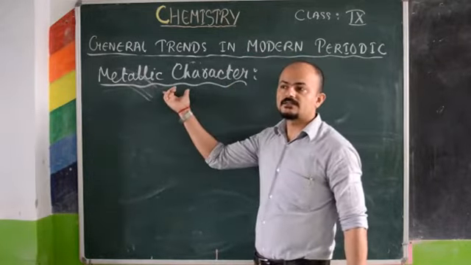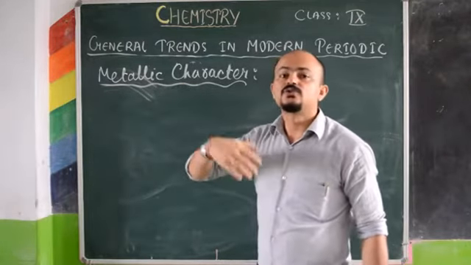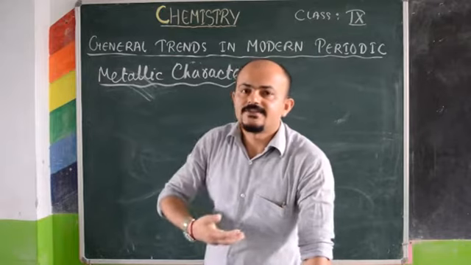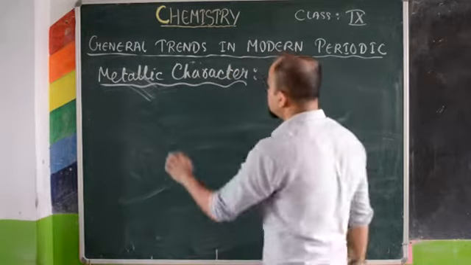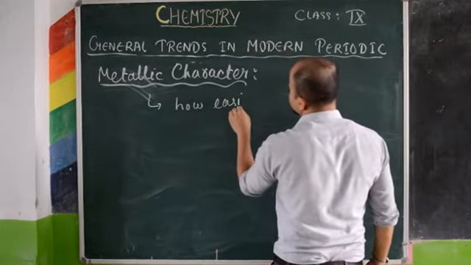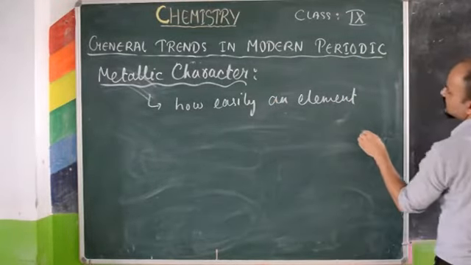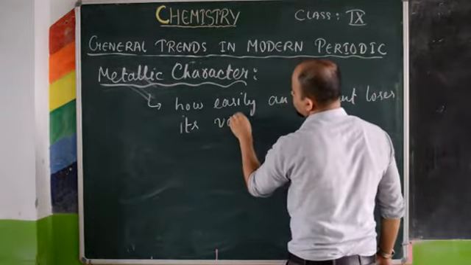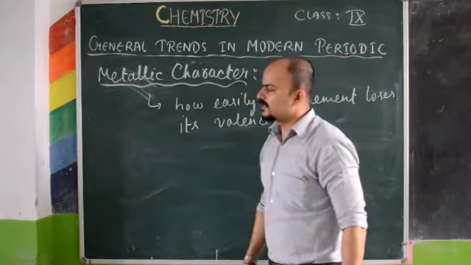So, metallic character, what does it mean? Metallic character means the ability of an element to lose its electron. If it can lose easily, then it will be more metallic, and if it is finding it very difficult to lose, then that will be less metallic. So metallic character is how easily an element loses its valence electron. That is known as what?